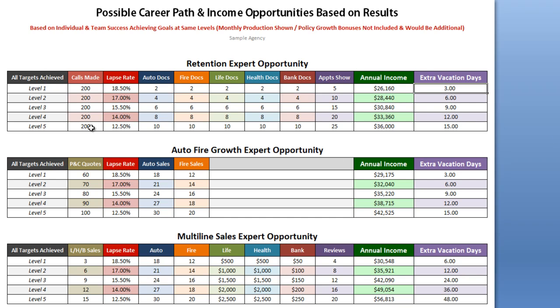Once you've done really well as a retention expert and you're performing towards level 4 and 5, now we can help you look at becoming an auto-fire growth expert. But if you can't do a good job setting appointments, if you can't even set 5 appointments, why would I ever promote you to be an auto-fire growth expert or a multi-line sales expert? You probably can't sell high volumes of auto. You probably can't sell life, health, or bank.